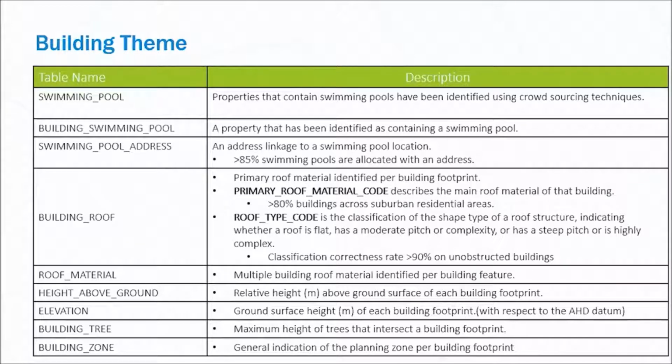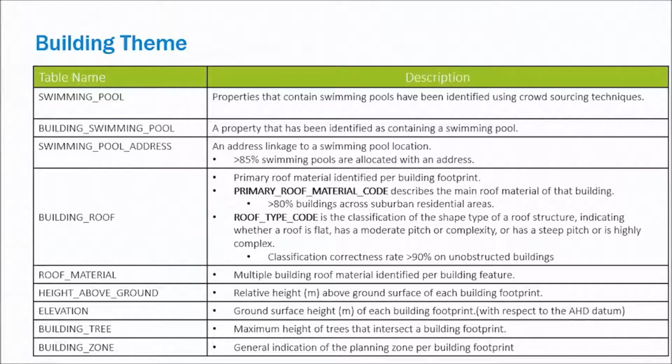Continuing on, the roof type code is a classification of the shape type of the roof structure. It's derived from assessing the standard deviation of the elevation values intersecting the building polygon. So 90% of the roof type codes of unobstructed buildings have been allocated. And the roof material table contains all roof materials identified. If a building roof has a combination of roof material types, so basically, if our building has more than one roof material type, it will all be captured in this roof material table.